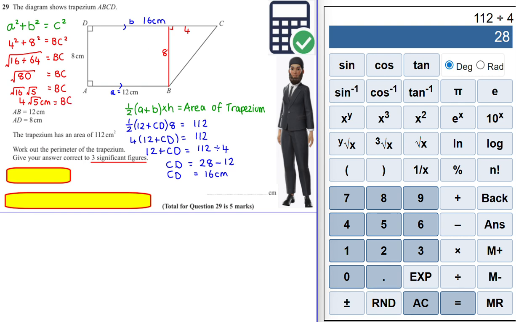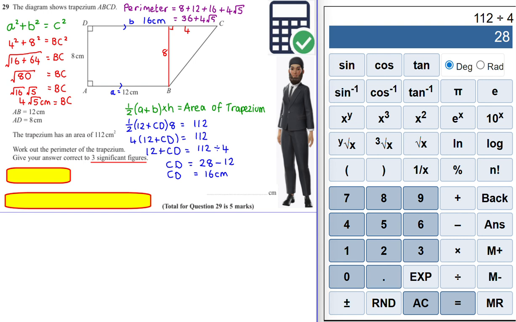Now we need to work out the perimeter. So the perimeter is equal to the sum of all the sides. So therefore you've got 8 plus 12 plus 16 plus 4 root 5. That should give you 8 plus 12 is 20, 20 plus 16 is 36, 36 plus 4 root 5.